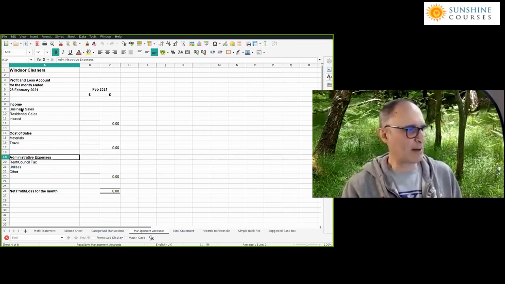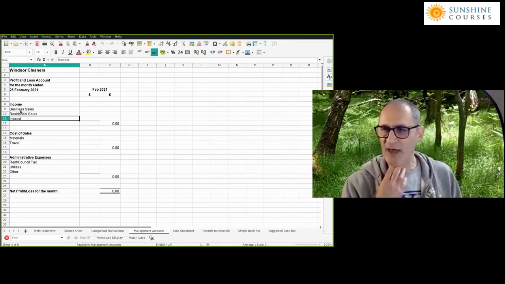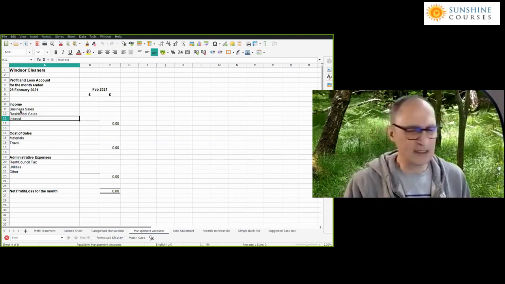So in a cleaning company, our income is pretty obvious and straightforward. It's business sales, residential sales, and interest. So if we have any of that in this business, that's income, not really much to discuss about it. But if this was a charity, what would you show as a charity's income? Is a donation income? Or is a donation different from an income?